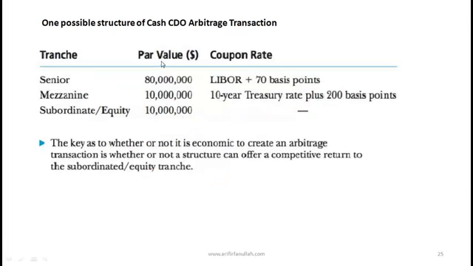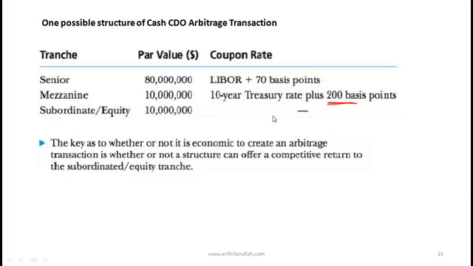Now, a slightly more complex structure, and one that you might see in the context of a cash CDO arbitrage transaction, is as follows. We talked about the fact that typically there are three tranches: a senior tranche, mezzanine, and subordinate or equity tranche. In this particular case, the holders of the senior tranche are getting LIBOR plus 70 basis points. The mezzanine tranche is getting the 10-year treasury rate plus 200 basis points. Notice that the spread is higher. Why do you think the spread is higher? The risk is more. And then with a subordinate or equity tranche, there is nothing committed. Why?